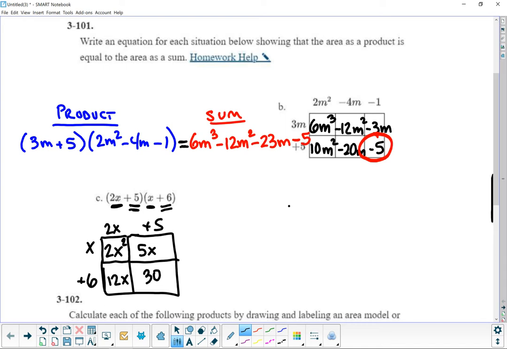And notice that this is already written. If you didn't notice, this is already written in the form of a product. Okay, this 2x plus 5 times x plus 6, this is already a product. So I just have to say, hey, that's going to be equal to my sum.